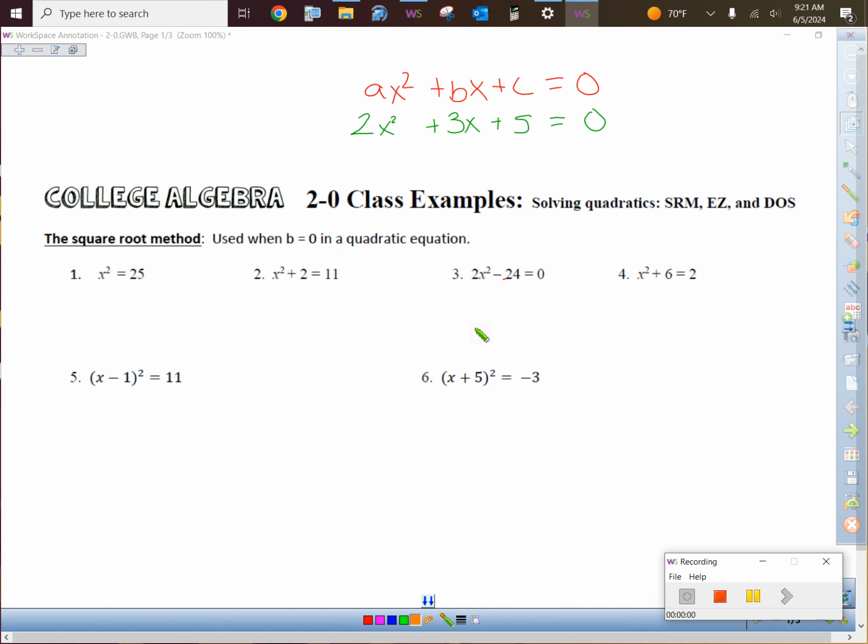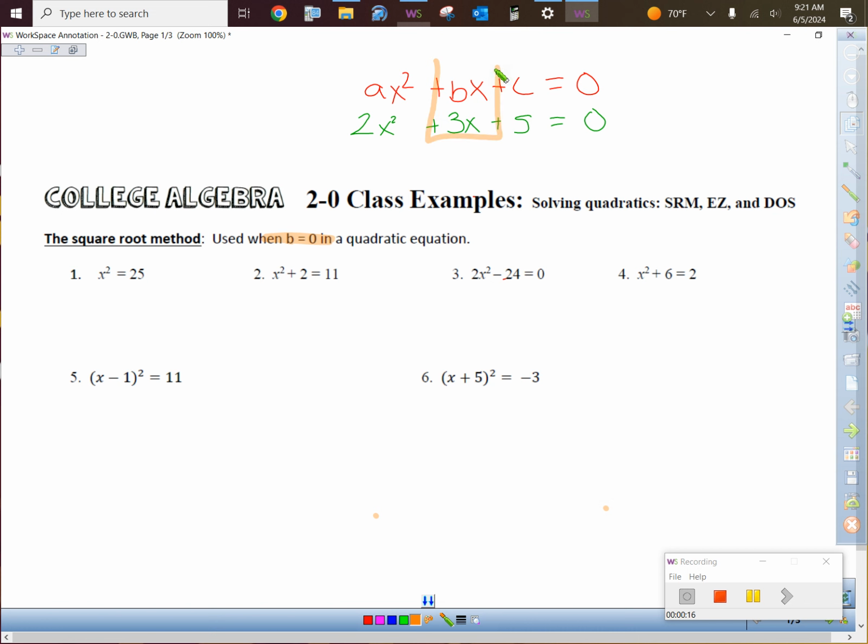A little bit of solving quadratic equations. Remember, standard form of a quadratic is this red guy that you see right here, ax squared plus bx plus c equals 0. The first method that we're going to do today is called the square root method. It's what we're very familiar with, and you can only do it when b equals 0.